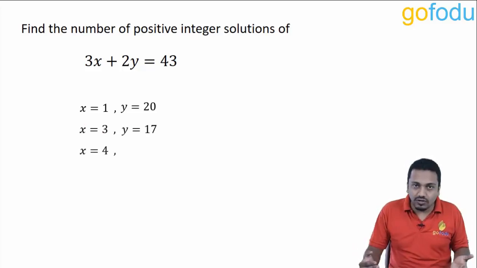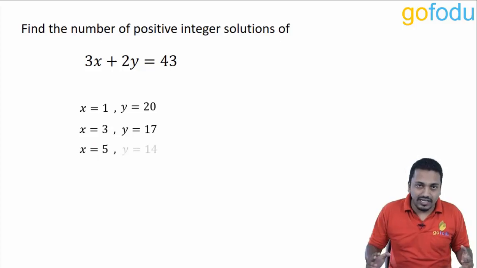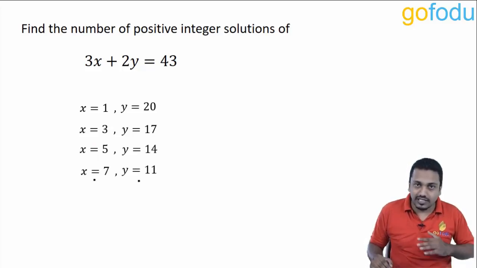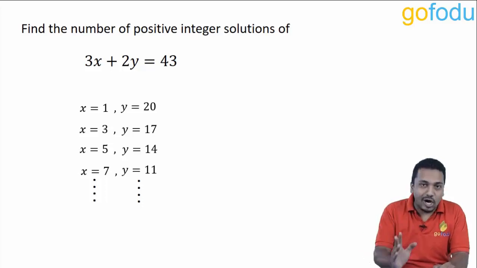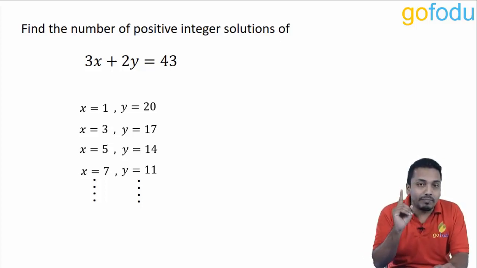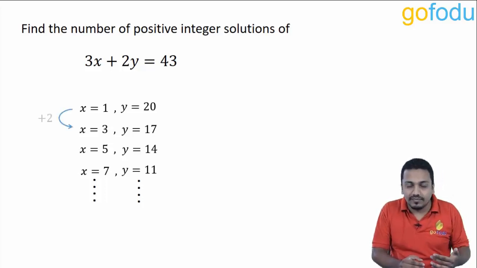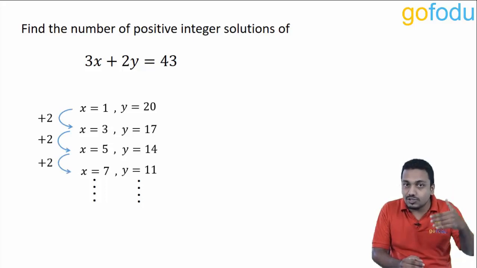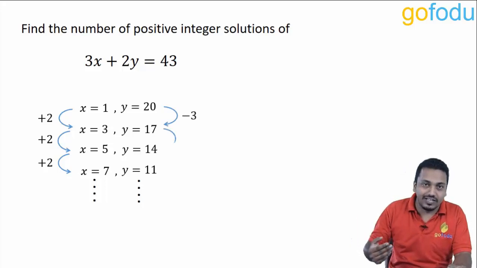Put x equal to 4, y will be 31 upon 2, not an integer again. Put x equal to 5, y will be 14. Put x equal to 7, y will be 11. This will go on like this. Well, I know it's a long and boring process to check for every value, but now we have figured out a pattern. Value of x is increasing by 2 every time. Every successive value of x is 2 more than the previous value, and y is decreasing by 3 successively.